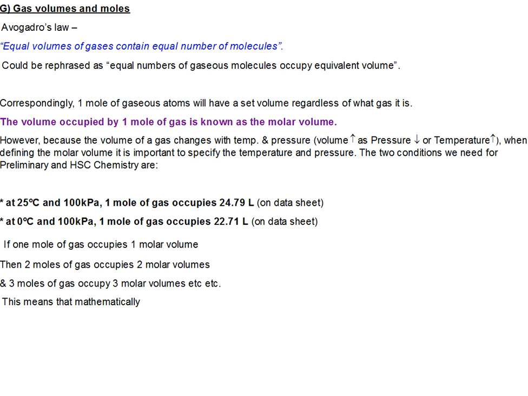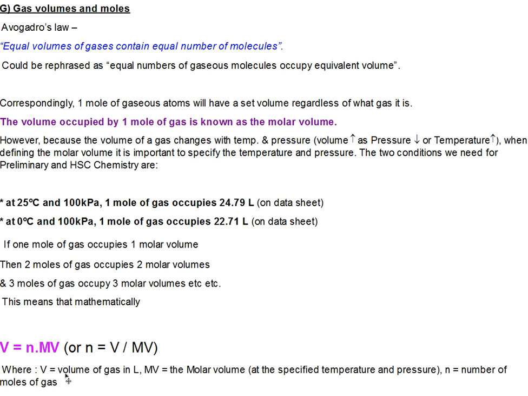And that means mathematically, the volume you have is equal to the number of moles of gas times the molar volume, V = n × MV, or you can rearrange that to n = V / MV if you wish. Here, V is the volume of gas in litres, MV is the molar volume at the specified temperature and pressure, and n is the number of moles of gas. That's the equation we're going to use to solve some problems in this example.